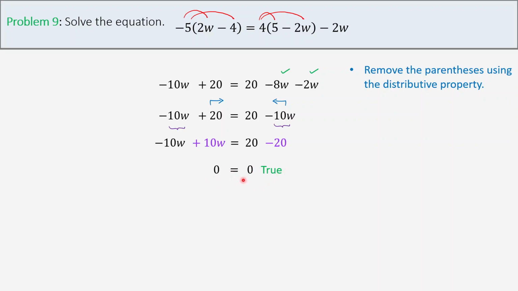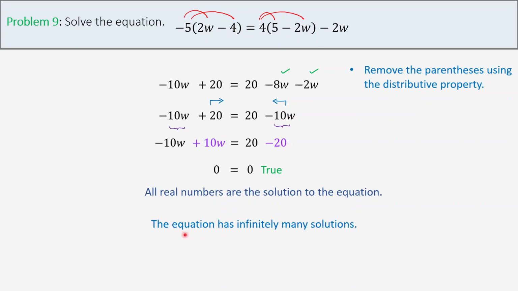Also you see that the variable is missing in this equation. There is no w here. This means if you substitute any real number for the variable w in this equation, you will get true. That means all real numbers are the solution to this equation. Since there are infinite real numbers, the equation has infinitely many solutions.